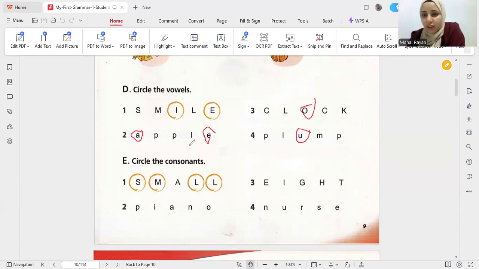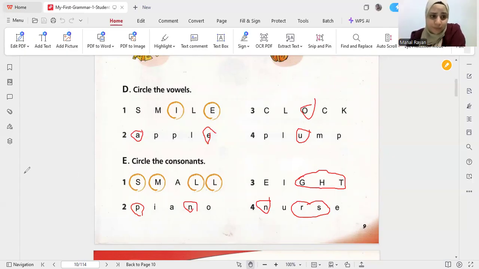Circle the consonants. We're gonna circle only the consonants, not vowels. B and N. This is number 8. So E. These are the consonants. Okay. N, R, S. These are the consonants. Okay. Here circle the vowels. A, E, I, O, U. Here circle the consonant letters. Okay.